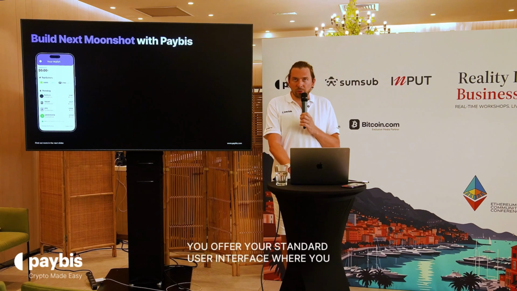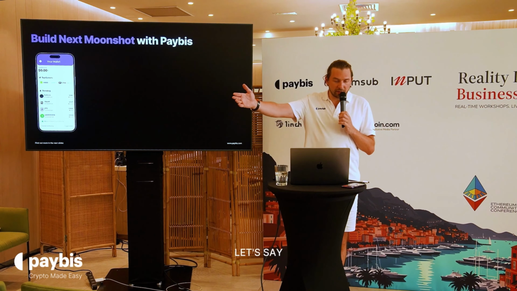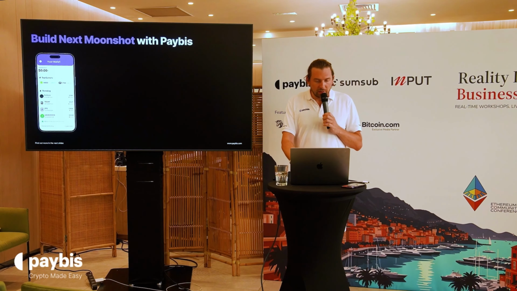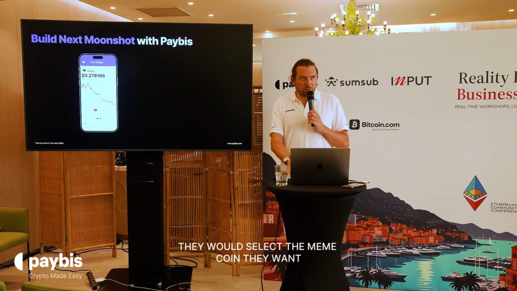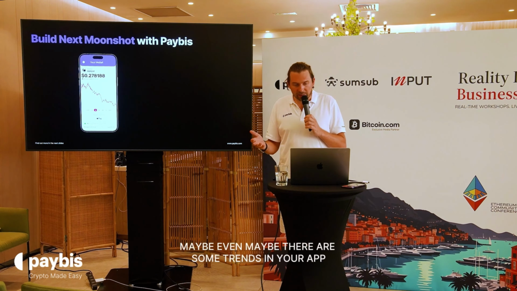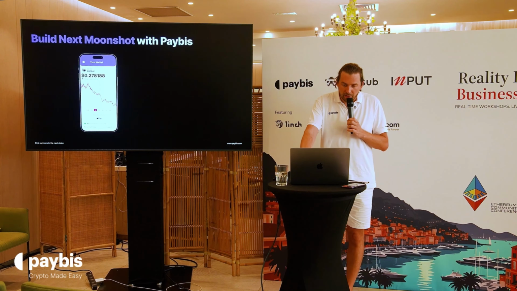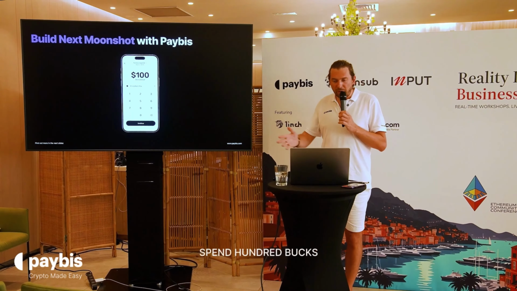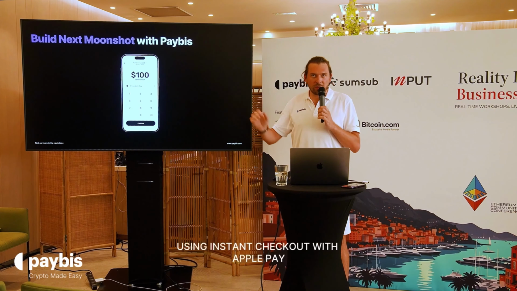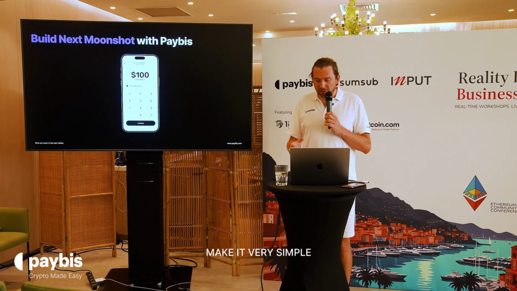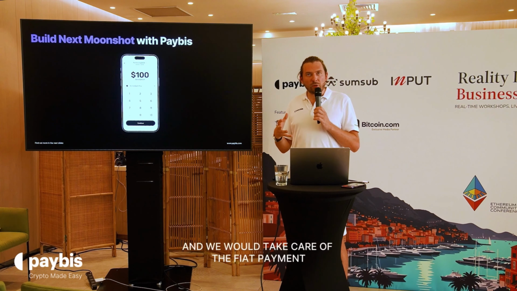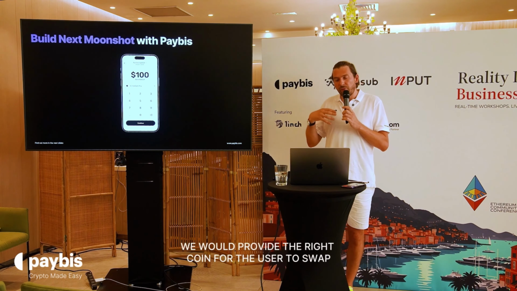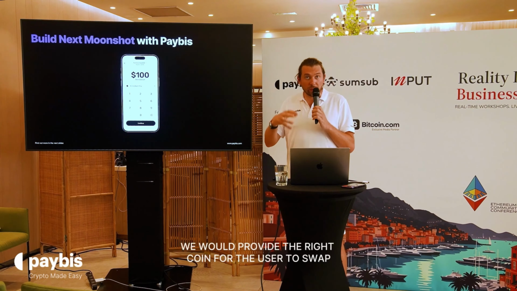You offer your standard user interface where you allow your customers to swap into any meme coin they want. They would select the meme coin they want, which is trending, maybe there are some trends in your app. And then you tell them, okay, if you want to buy this, here we go. Spend $100 using instant checkout with Apple Pay, make it very simple, and we will take care of the fiat payment. In this case, we would provide the right coin for the user to swap from.